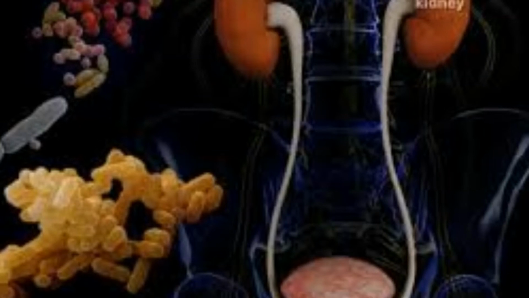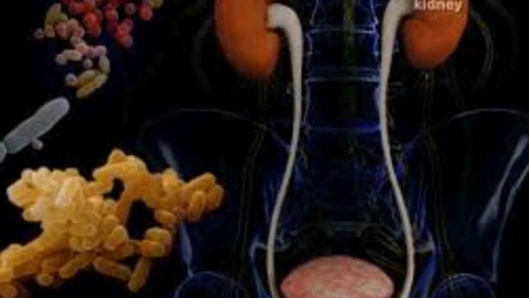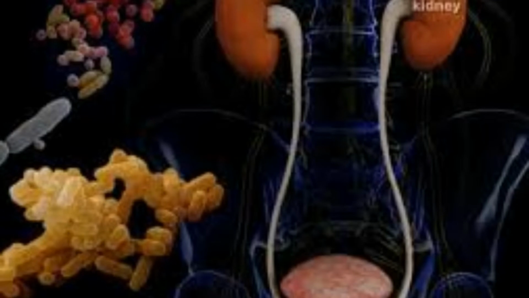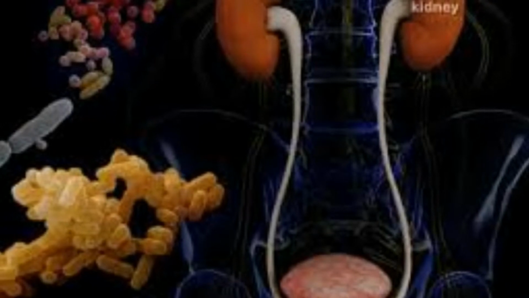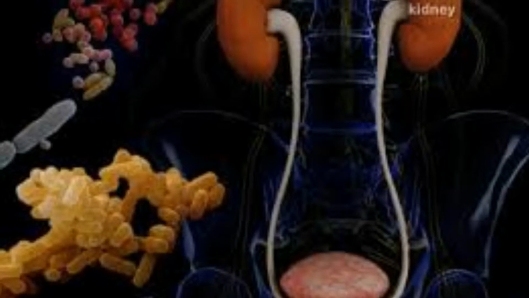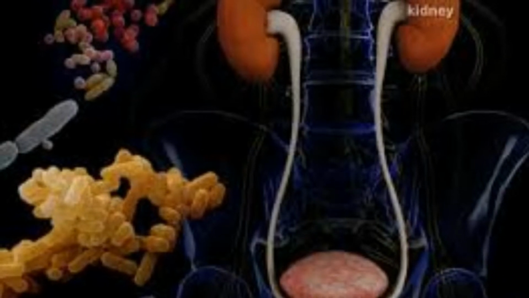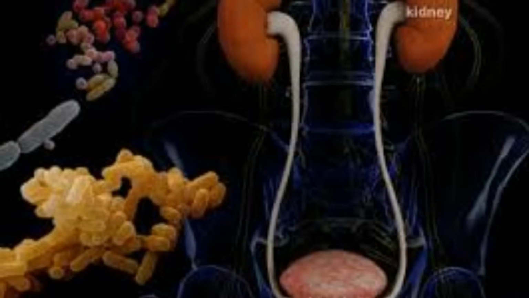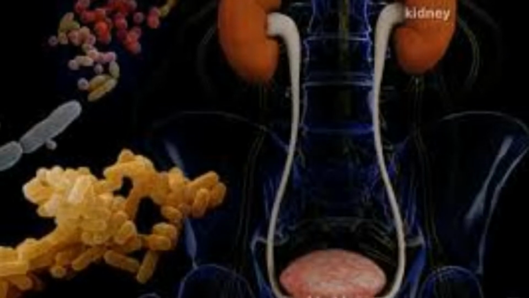Urinary tract infection. A urinary tract infection, UTI, is an infection involving the kidneys, ureters, bladder, or urethra. These are the structures that urine passes through before being eliminated from the body. There are two types of urinary tract, namely, the upper urinary tract is composed of the kidneys and ureters.